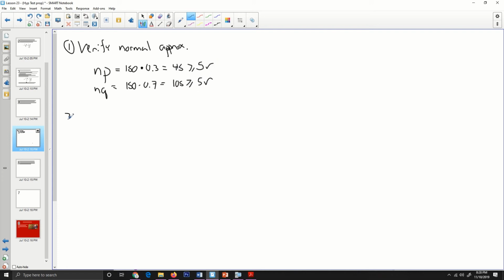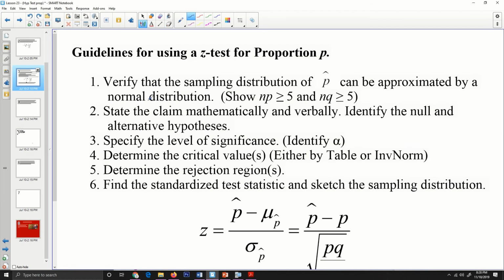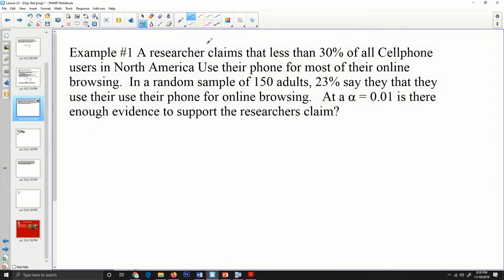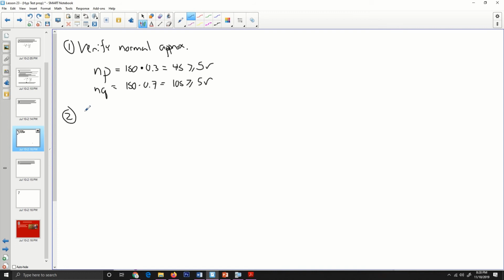All right, so the second step, what's the second step? It says state the claim mathematically and verbally, and then identify the null and alternative hypothesis. It says a researcher claims, there's our claim, that less than 30% of all cell phone users in North America use their phone for most of their online browsing. Okay, so we need a null hypothesis and we also need an alternative hypothesis. Now, since the claim is a straight inequality, the claim is that the population proportion is less than 30%.